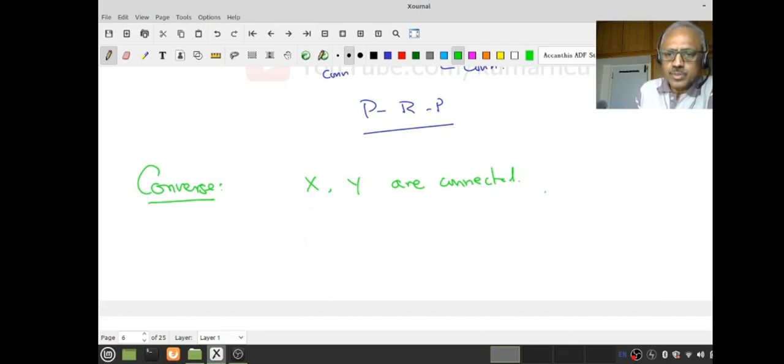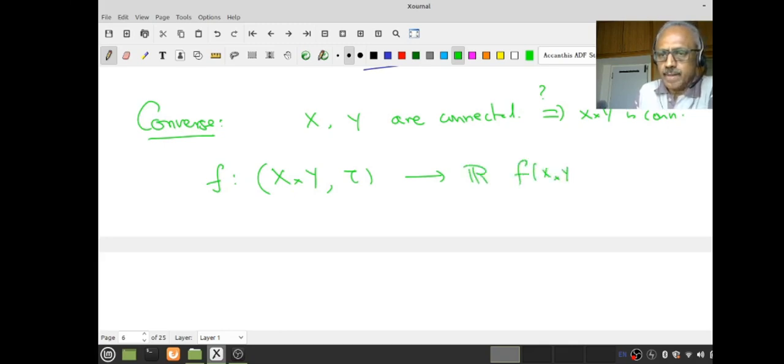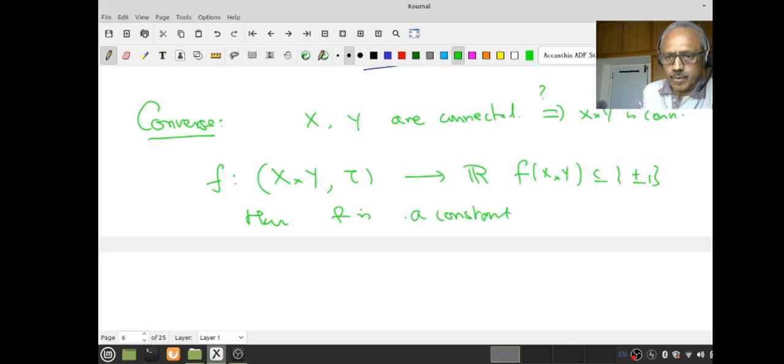Then I want to prove x cross y is connected. This is a question. So what is our characterization to prove connectedness? That is, if you give me any continuous function f from x cross y tau to r such that f of x cross y is contained in plus or minus 1, then f is a constant. This is what we want to prove. Give me any continuous function f from x cross y to r which takes values only in that two element set plus or minus 1, then f must be constant. Do you understand this? Very good.